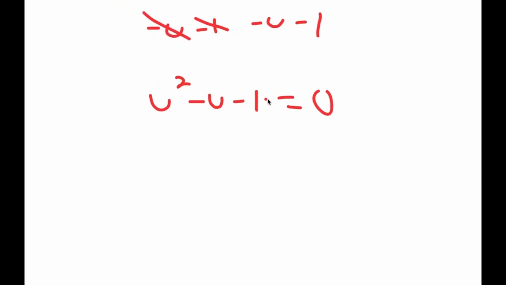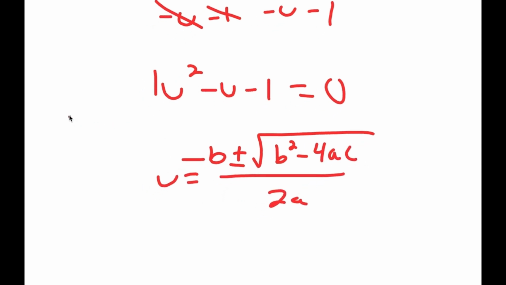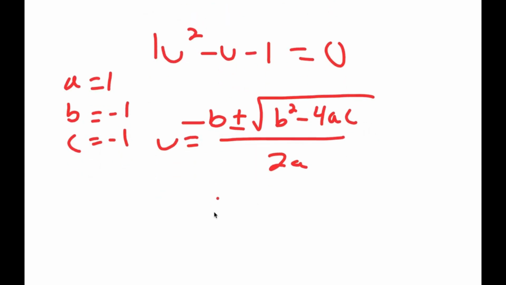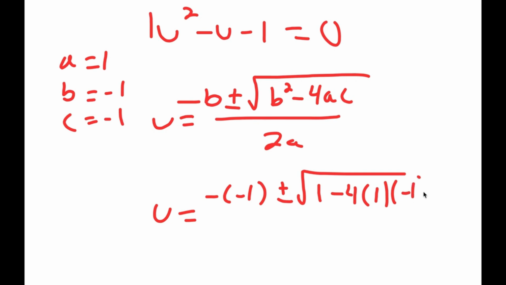Now, to solve this equation, I'm going to use the quadratic formula, which is negative b plus or minus the square root of b squared minus 4ac all over 2a. So in this case, a is 1, b is negative 1, and c is negative 1. So I get u is equal to negative of negative 1 plus or minus the square root of negative 1 squared, which is positive 1, minus 4 times a, which is 1, times c, which is negative 1, all over 2a, so 2 times 1.